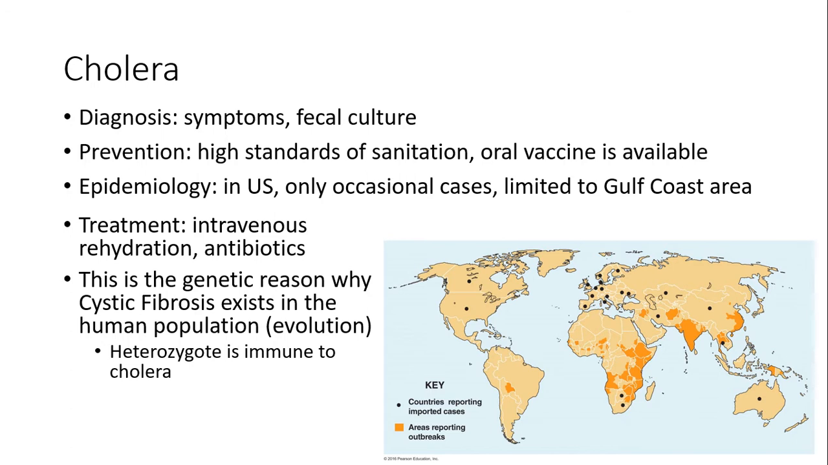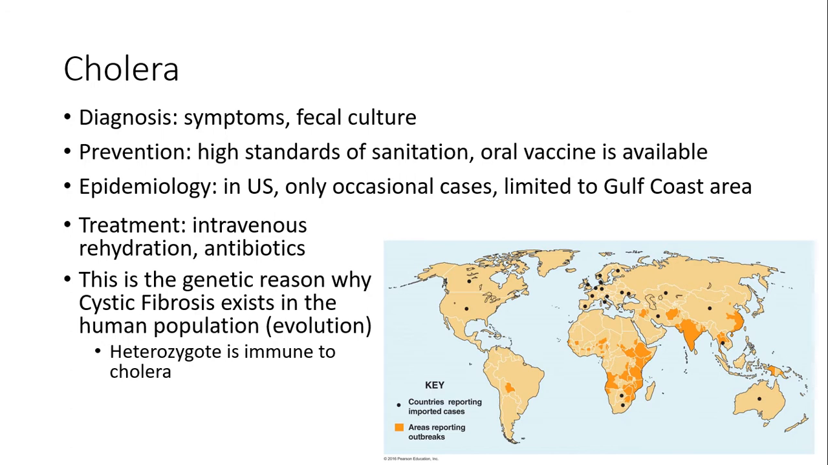This is the reason why, genetically, cystic fibrosis exists in the human population. So this is a point of evolution. Pathogens are a selective pressure in our evolution. And so cholera, or Vibrio cholerae, the AB toxin, is going to target a potassium chloride channel. And so your cells swap potassium and chloride across the membrane to try to drive different solutes and food particles into the cells. So the AB toxin is targeting that.